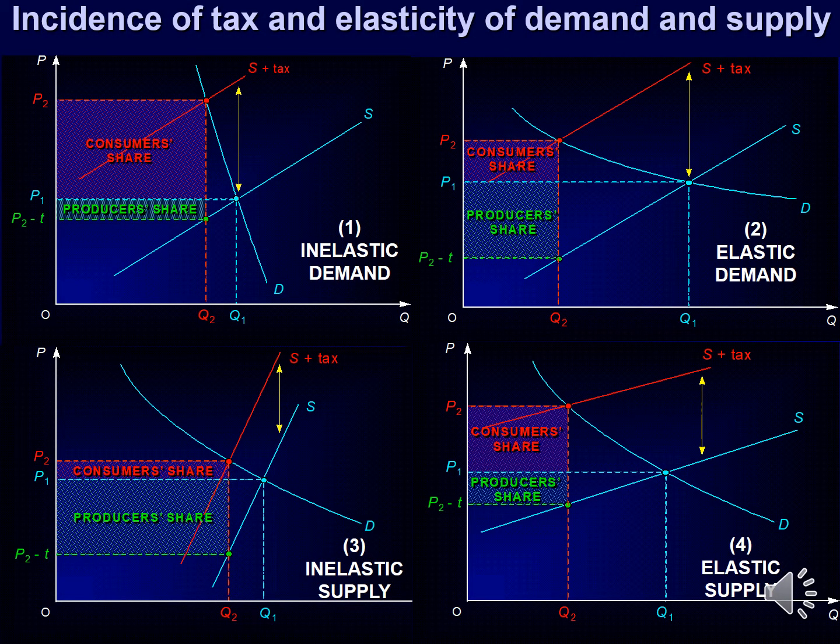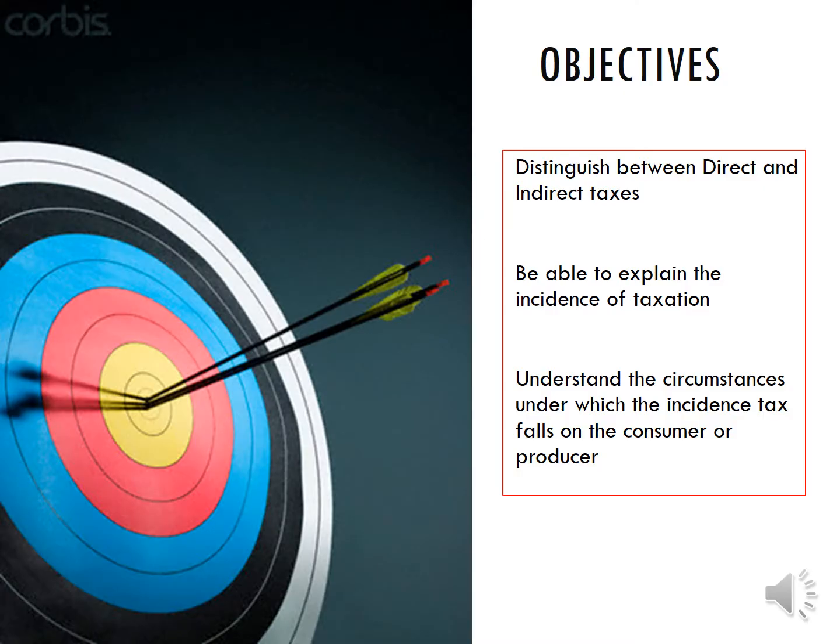So this page shows us a summary of what we've just been looking at. It might be worthwhile taking a screenshot of this, printing it out and putting it in your notes. So in this video, we've looked at direct and indirect taxes. We've focused mainly on indirect taxes, specific and ad valorem, and we've explained the incidence of taxation using specific indirect taxes. We've also looked at the circumstances under which the tax incidence falls mainly on the consumer and when it falls mainly on the producer.